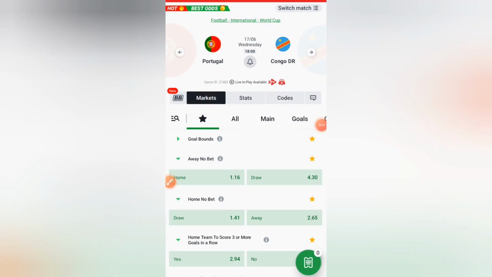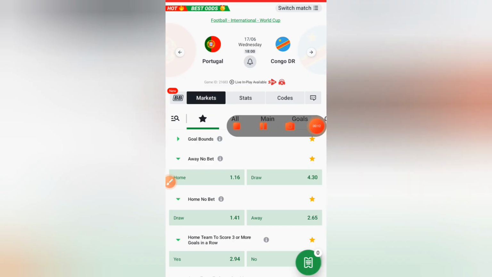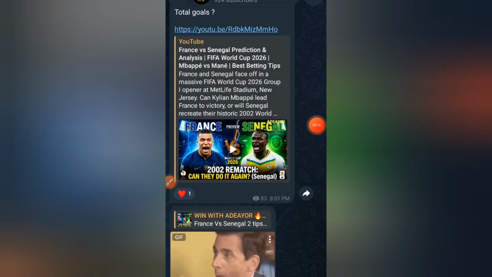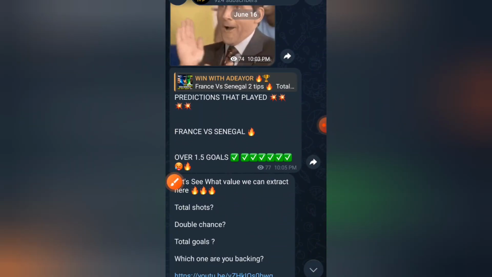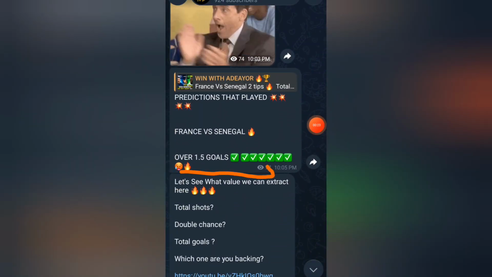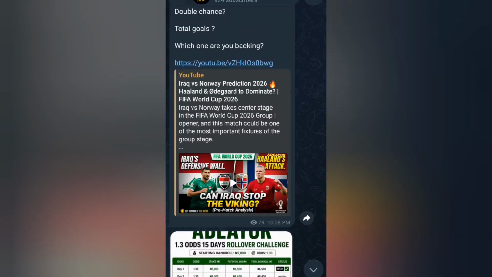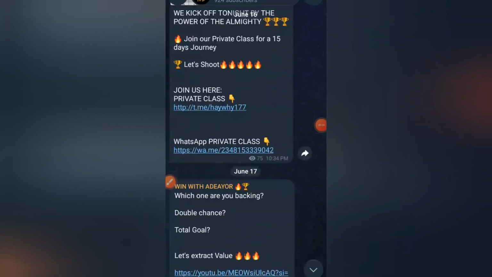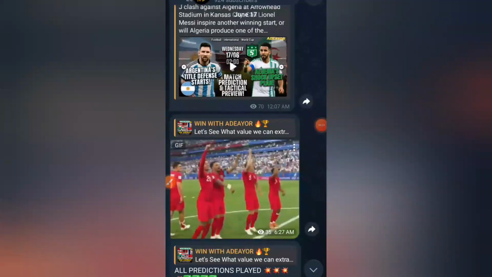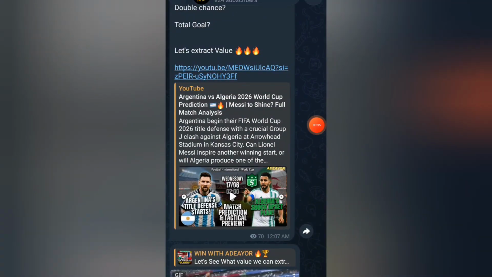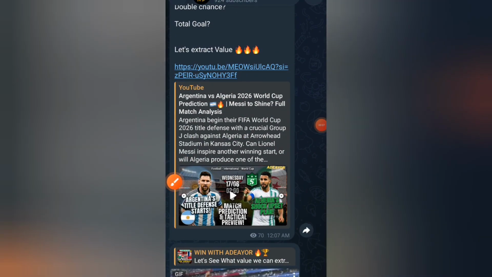We are going to look into four match fixtures under the 2026 International World Cup. And yesterday we predicted a series of match fixtures, right from the match between France and Senegal, and it came out so well as over 1.5 goals as predicted. We also predicted the match between Iraq and Norway, and it also came out so well as predicted. We predicted the match between Argentina against Algeria, and it also came out so well.